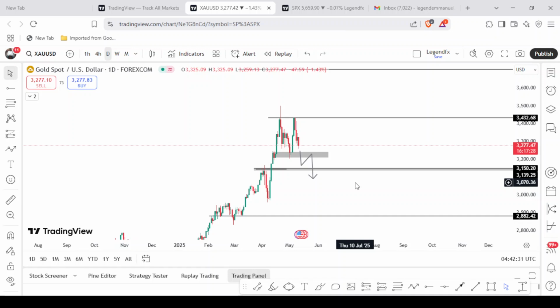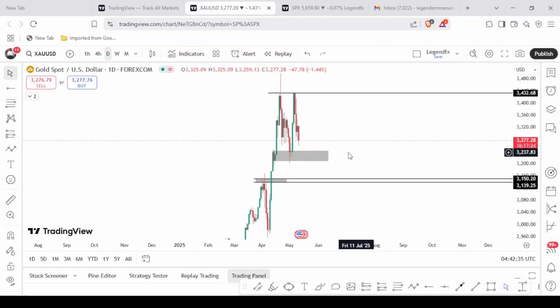Except that happens, this market is still technically bullish. Why is it technically bullish? This was the demand zone that led to the break of a new structure. So it is still technically bullish.